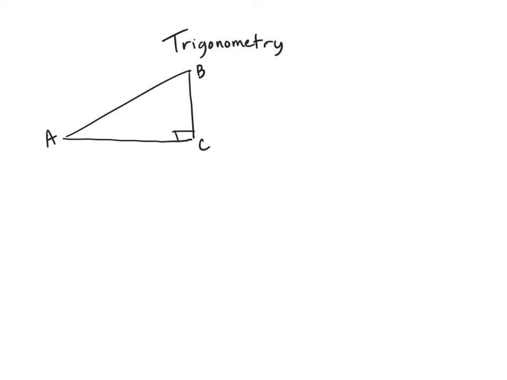Your basic right angle trig is all about ratios in relation to an angle. So the three we are going to talk about are sine, cosine, and tangent. And the way it works is that sine of an angle, like A, is equal to the opposite divided by the hypotenuse.